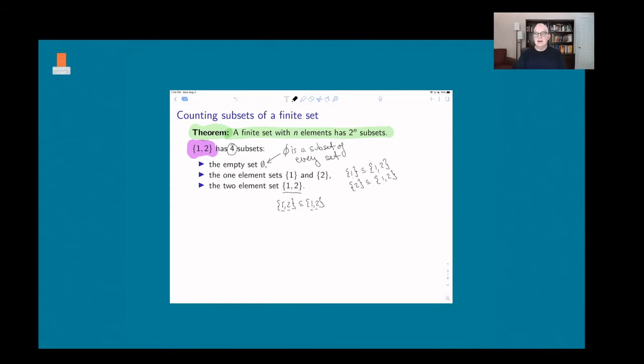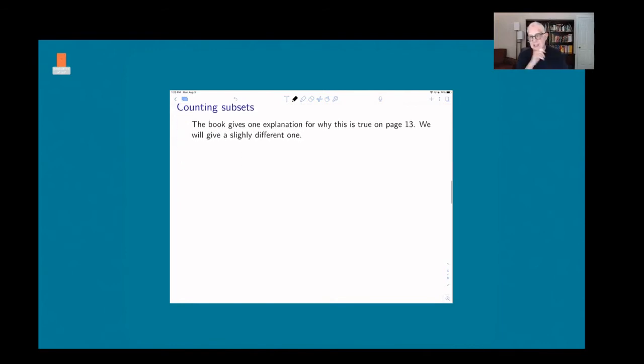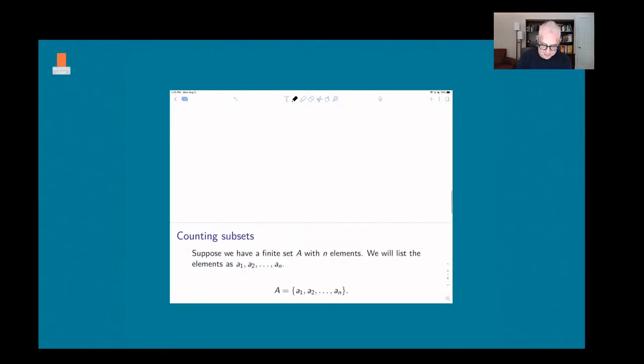And that's it. If you want to see why, if you had a subset, either it doesn't have any elements, in which case it's the empty set, or it contains 1, and if it contains 1, well, then it's either this or this, and that's distinguished by whether or not it contains 2. And that's consistent with the formula because, of course, 2 squared is 4. As I mentioned, the book gives an explanation for this on page 13, but we're going to look at it from a slightly different point of view from the book.